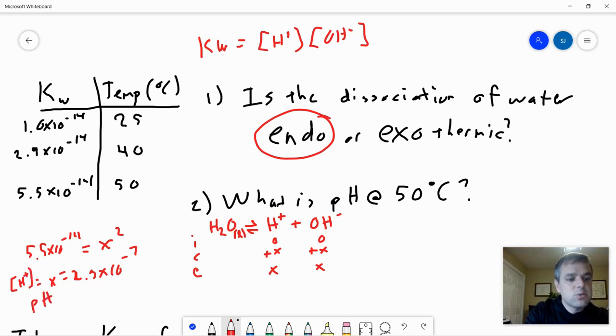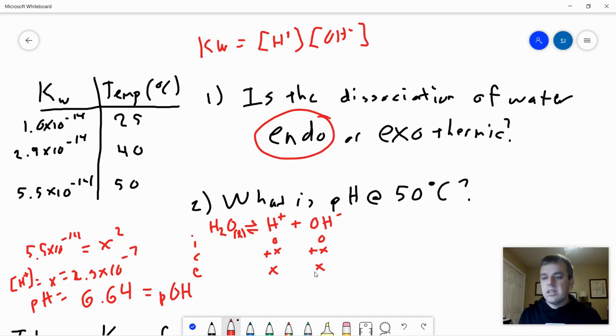So the pH would equal the negative log of that. So if we take the negative log of 2.3 times 10 to the minus 7th, we get 6.64. Now what's interesting is that is also the pOH, because our hydroxide concentration is the same as that. So essentially, the solution is still neutral. It's just that at 50 degrees Celsius, water has a pH of 6.64 and it has a pOH of 6.64. The H plus and hydroxide concentrations are the same. You just have more of both of them.